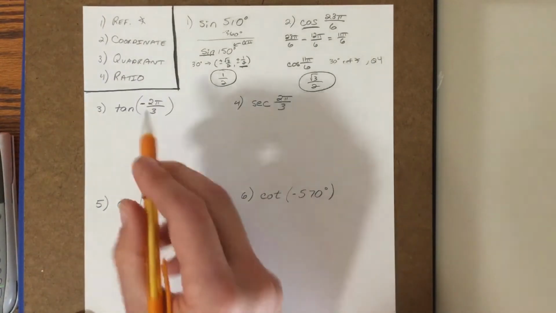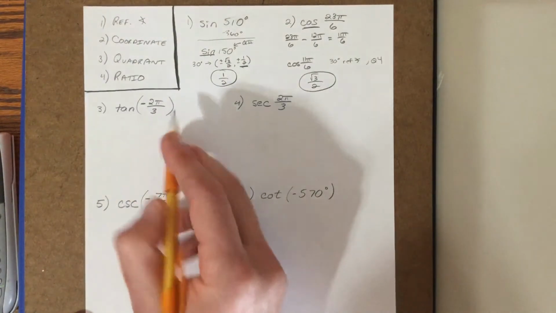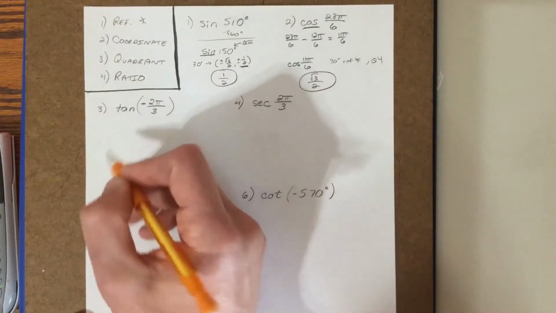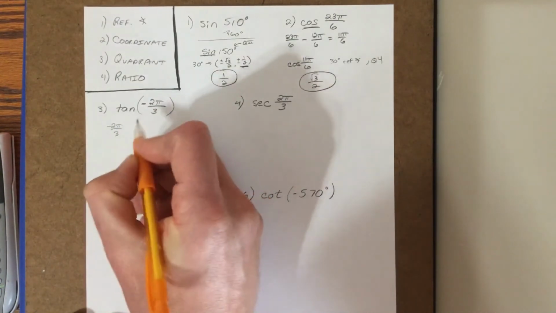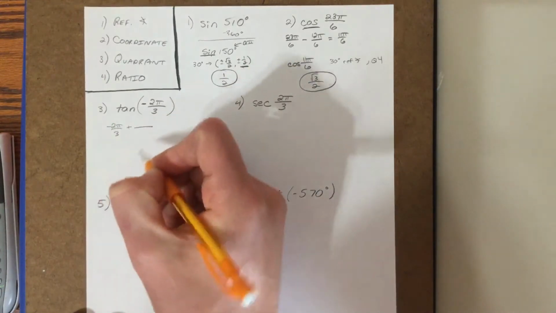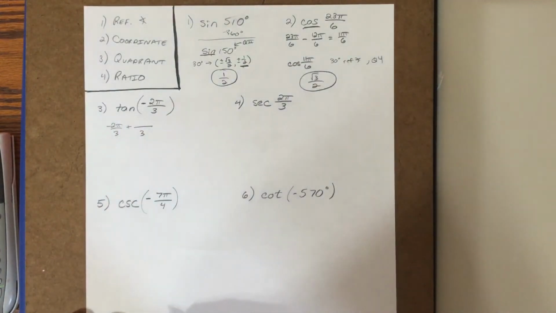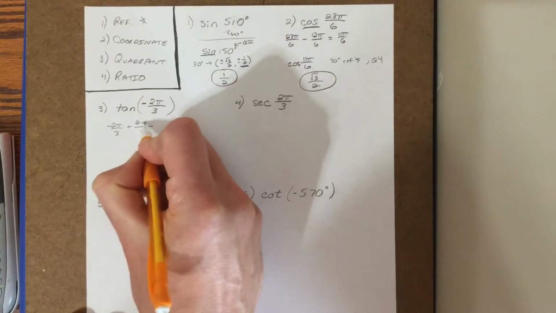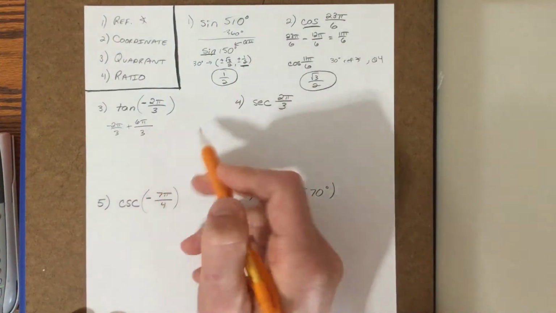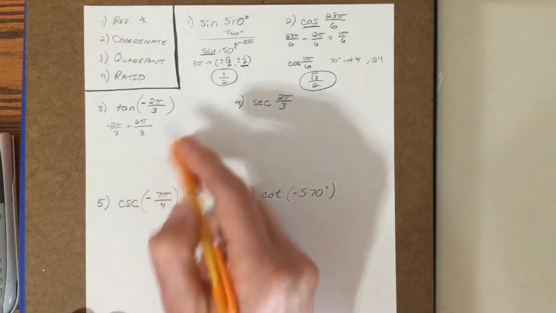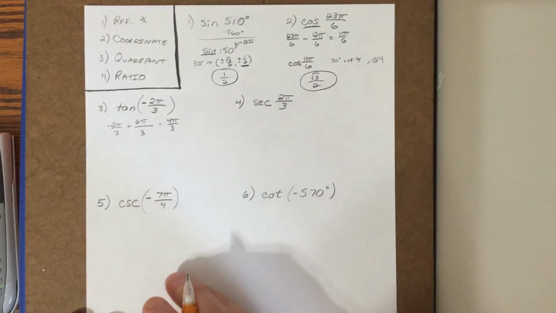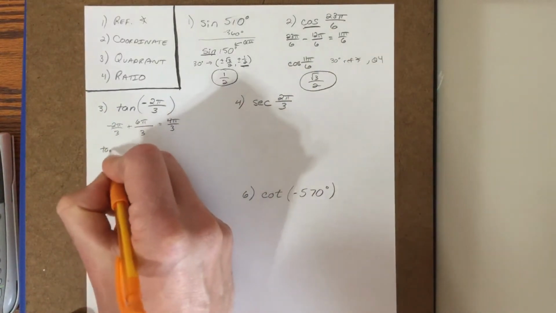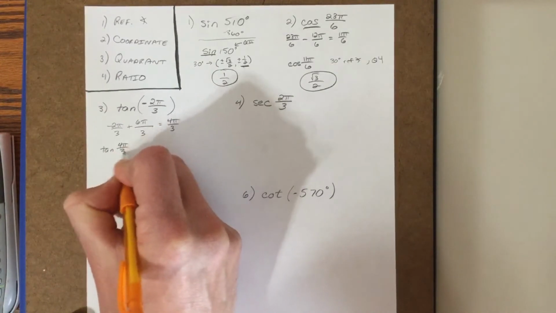All right, we could also have angles that are negative. So in this case, negative 2 pi over 3, not between 0 and 2 pi. We're going to take negative 2 pi over 3 and add 2 pi to that. 2 pi with a denominator of 3 would be 6 pi over 3. 6 pi over 3 would reduce to 2 pi. So when we do this, we're going to end up getting 4 pi over 3. So we're going to want to find the tangent of 4 pi over 3.